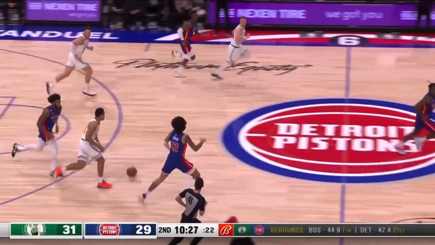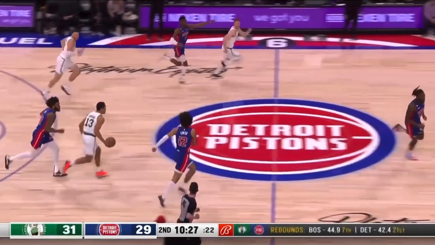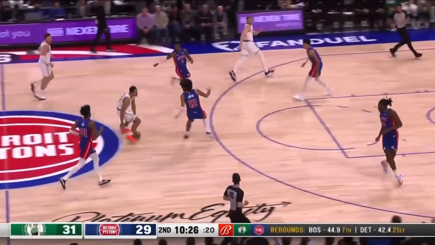Okay, so if you're this Pistons player here, you got to just sprint back to the three-point line, okay? First of all, look at this Piston. Look at him slow down here. Stop. Why are you slowing down? Sprint here and have Livers force this player this way.